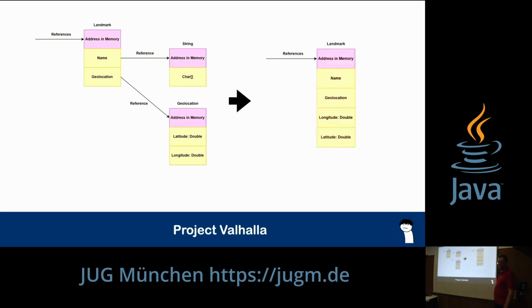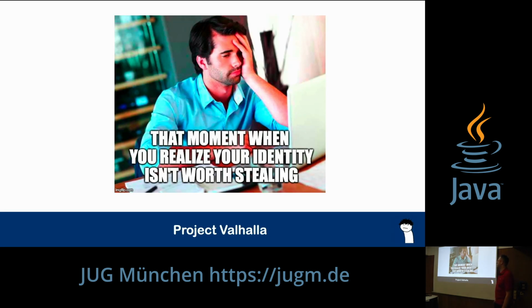For the Valhalla project, they want to create a special kind of object, so-called value objects, that will be able to retrieve everything like this through a single reference. So we'll be able to just make one hop and retrieve everything that is needed, because it will be stored in memory in a special layout that will allow us to do that.